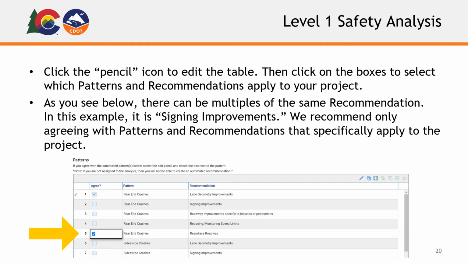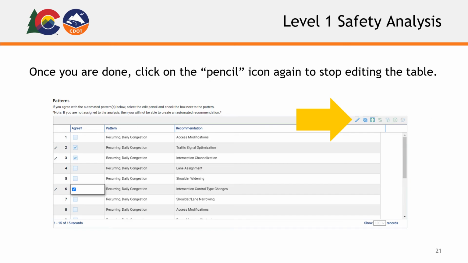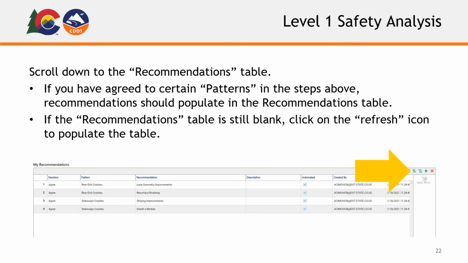Then, click on the boxes to select which patterns and recommendations apply to your project. As you see below, there can be multiples of the same recommendation. In this example, it is signing improvements. We recommend only agreeing with patterns and recommendations that specifically apply to the project. Once you are done, click on the pencil icon again to stop editing the table.